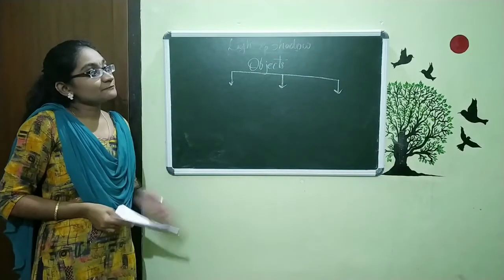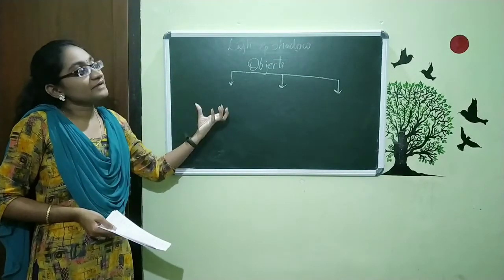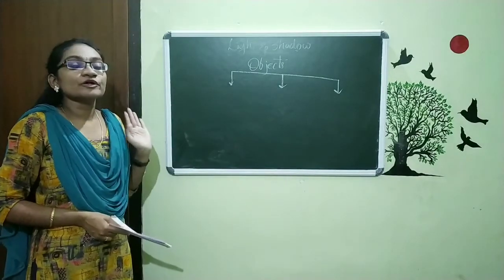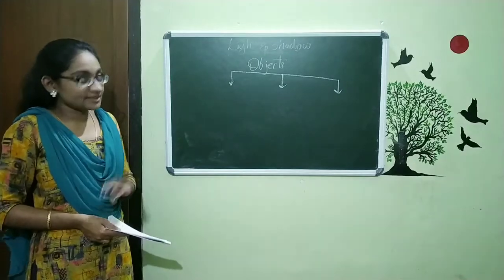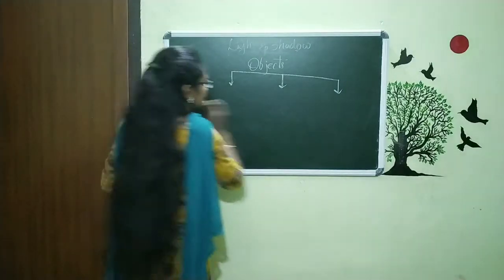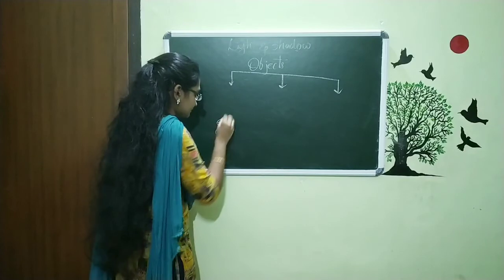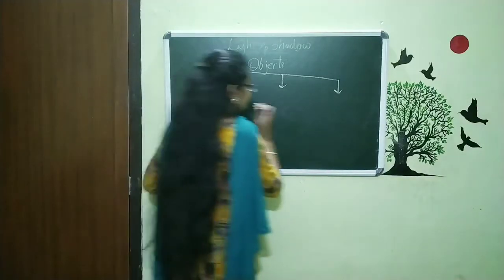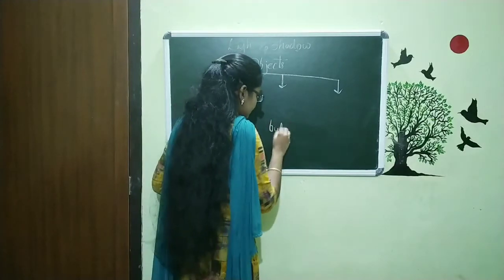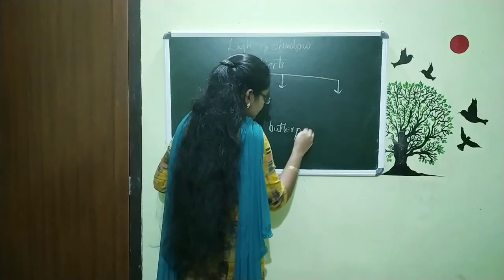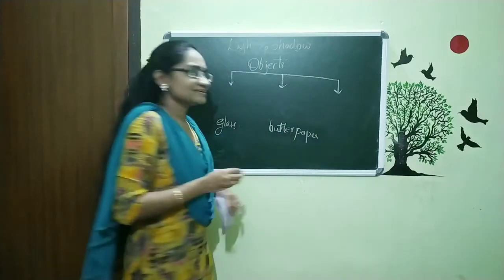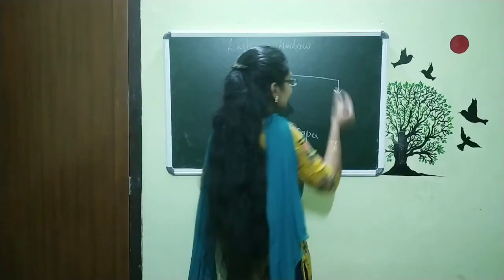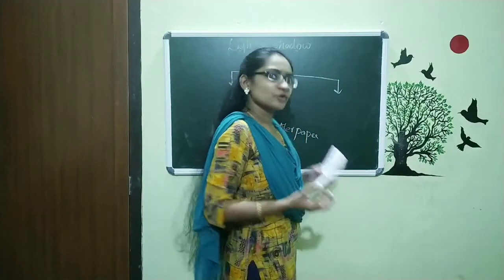First we are going to explain on what basis we are going to classify this. For example, I am going to take three types of materials. One is glass. The second one is butter paper. Butter paper means the paper we are using to make cake and all. That is butter paper. And the next one is a piece of wood or plastic.